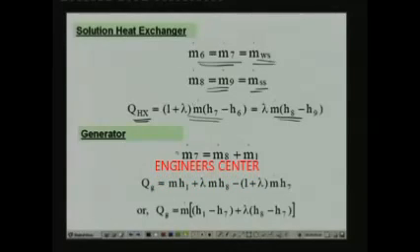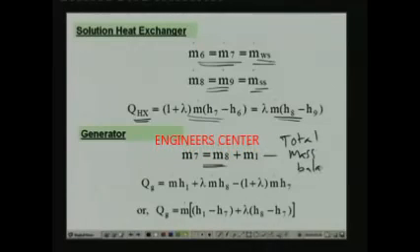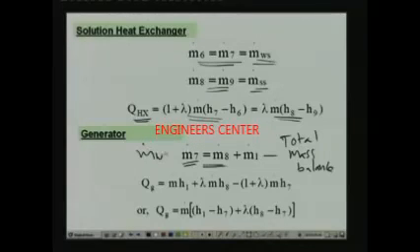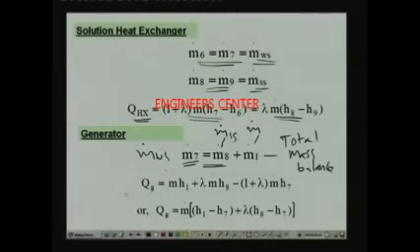Now we can also write the mass and energy balance for the generator. This is the total mass balance. Okay, this is the total mass balance. So mass entering is nothing but your weak solution mass flow rate, m dot 7 is the weak solution mass flow rate, and what is leaving is your refrigerant mass flow rate m dot plus strong solution mass flow rate m dot SS. Okay. Similarly, you can write the energy balance equation.